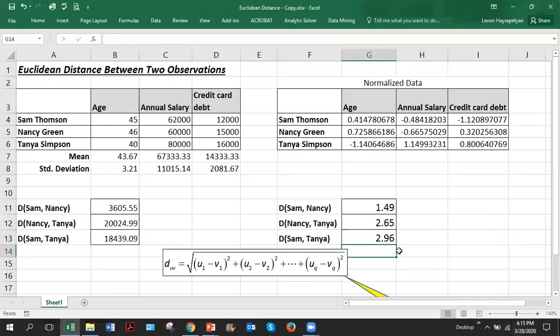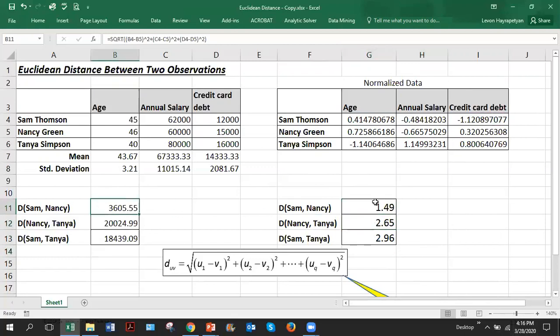All right, so now these are the measures of the similarities between these three observations based on normalized data. This is a better measure of similarities than this, because here we based our calculation on the original data, and in original data we have very different scales. Here when you normalize, you bring them to the same level so you can compare.